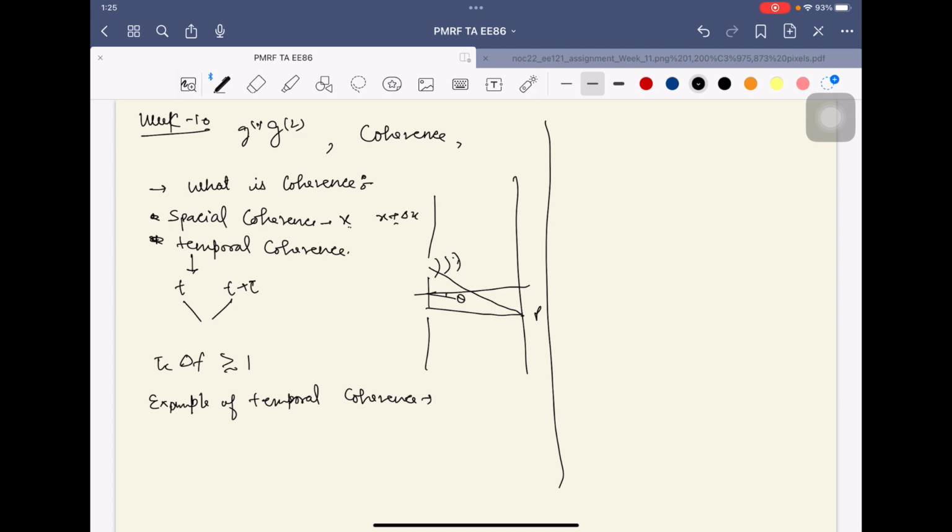Next, come to what is G2, which was always talked about in this week's lectures. So what is this G2? This G2 is called the second order correlation function.